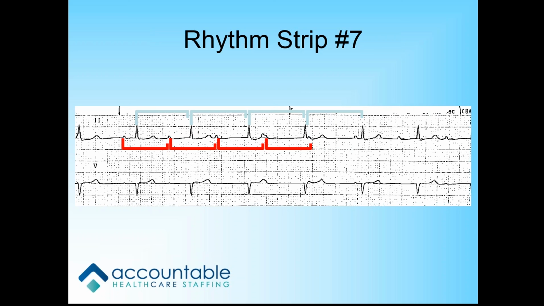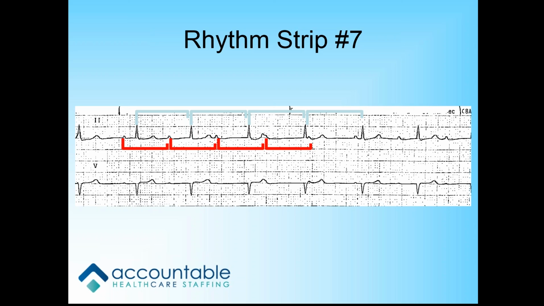So what rhythm would you say this is? Is this the 1st degree heart block? This is a 3rd degree heart block. Now your first degree heart block is when the PR interval is greater than 0.20. You have an organized PQRS, and you have a P for every QRS, and you have a QRS for every P. It's just that the PR interval is longer than 0.20.